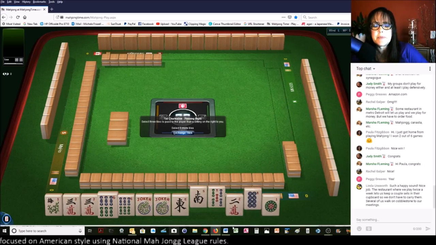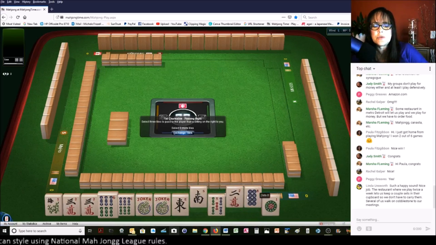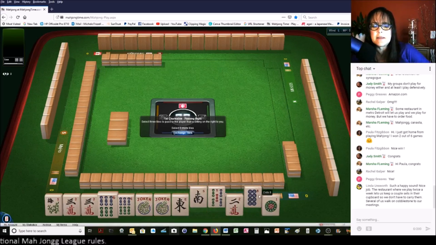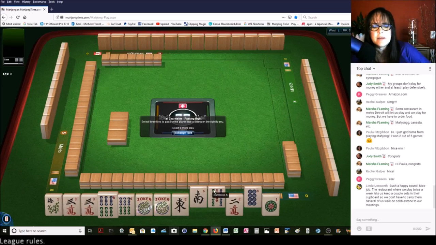8, 2. Let's give up the 8. Oh, 8, 2. I don't want to pass the year tiles together. But I kind of feel like we have to some degree. Let's pass East 5, 8. I think that's a really good pass.